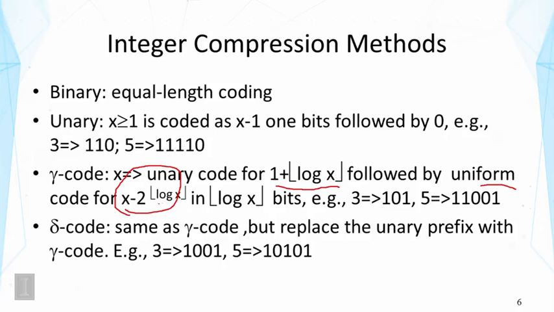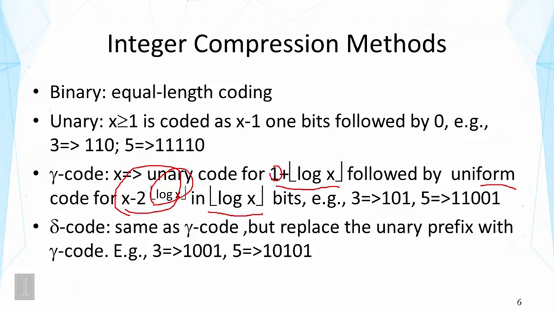So the unary code basically codes the floor of log of x, well, add 1 there, like here. But the remaining part will be using uniform code to actually code the difference between x and 2 to the log of x. And it's easy to show that for this difference, we only need to use up to this many bits, the floor of log of x bits.